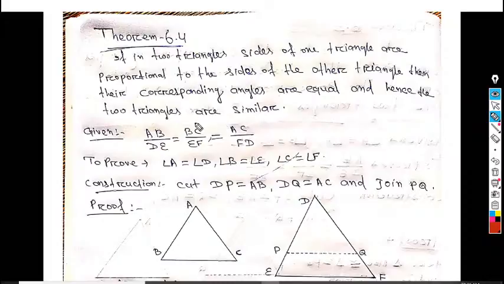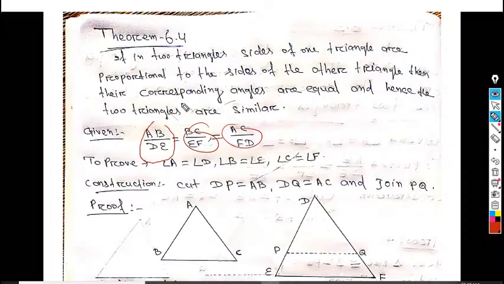So you can see, we'll read it again. If in two triangles sides of one triangle are proportional to the sides of the other triangle. So two triangles are here, triangle ABC and triangle DEF. Sides are proportional here, so it is given that AB by DE is equal to BC by EF equal to AC by FD. Well, this is given to us, and what we have to prove? We have to prove corresponding angles are equal.